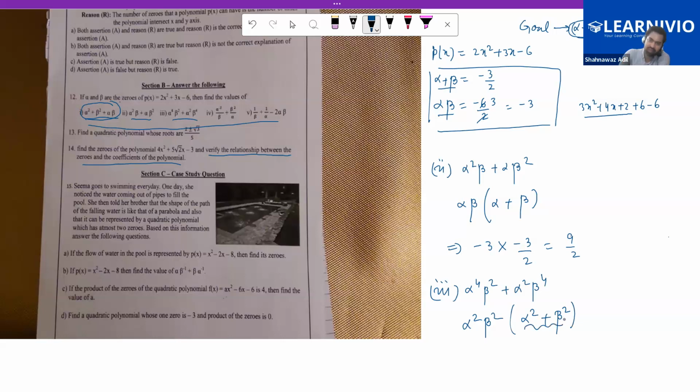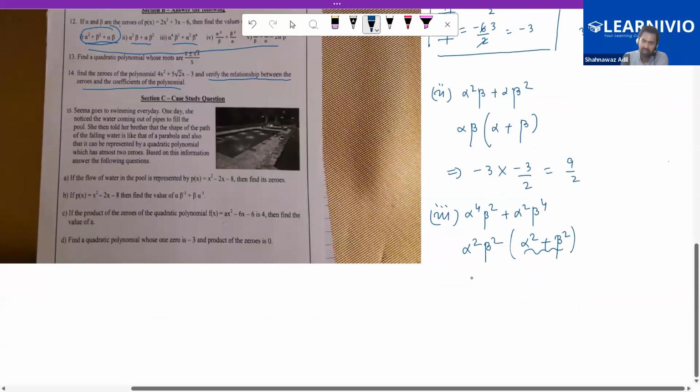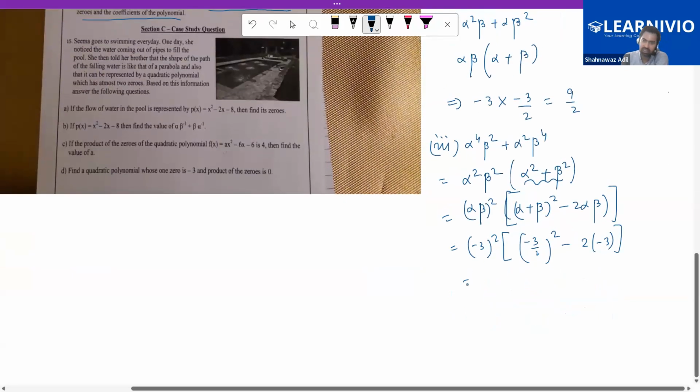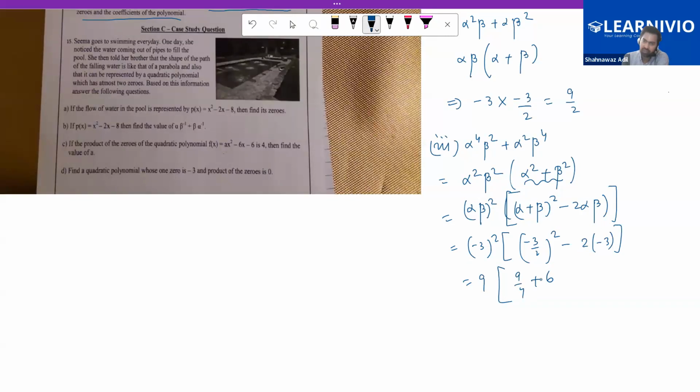Now you have this relation, which I was talking about. This thing is alpha beta whole square. This thing I can write as alpha plus beta whole square minus 2 alpha beta. Right? Yes, sir. So alpha into beta is -3 square. Alpha plus beta is -3 by 2 whole square minus 2 and then alpha into beta, which is -3. So this is how much? This is 9 and then this is 9 by 4 plus 6.